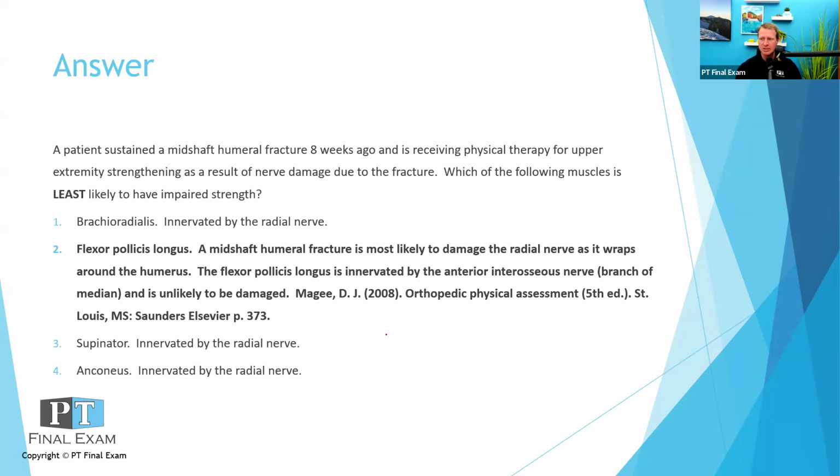So the way I remember this is that the radial nerve is a beast. The acronym stands for the abductor pollicis longus, the brachioradialis, the extensors, the anconeus, and not spelling very well today, anconeus, the supinator, and the triceps. So these are the muscles innervated by the radial nerve. It is a beast.